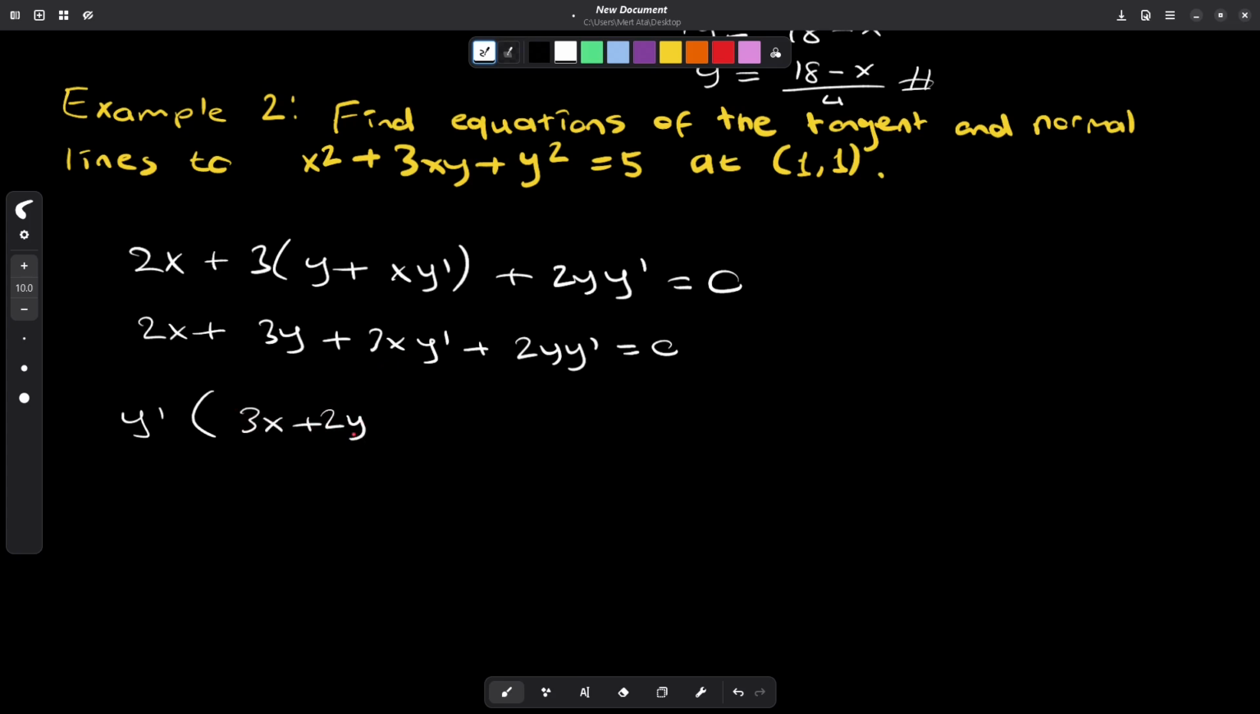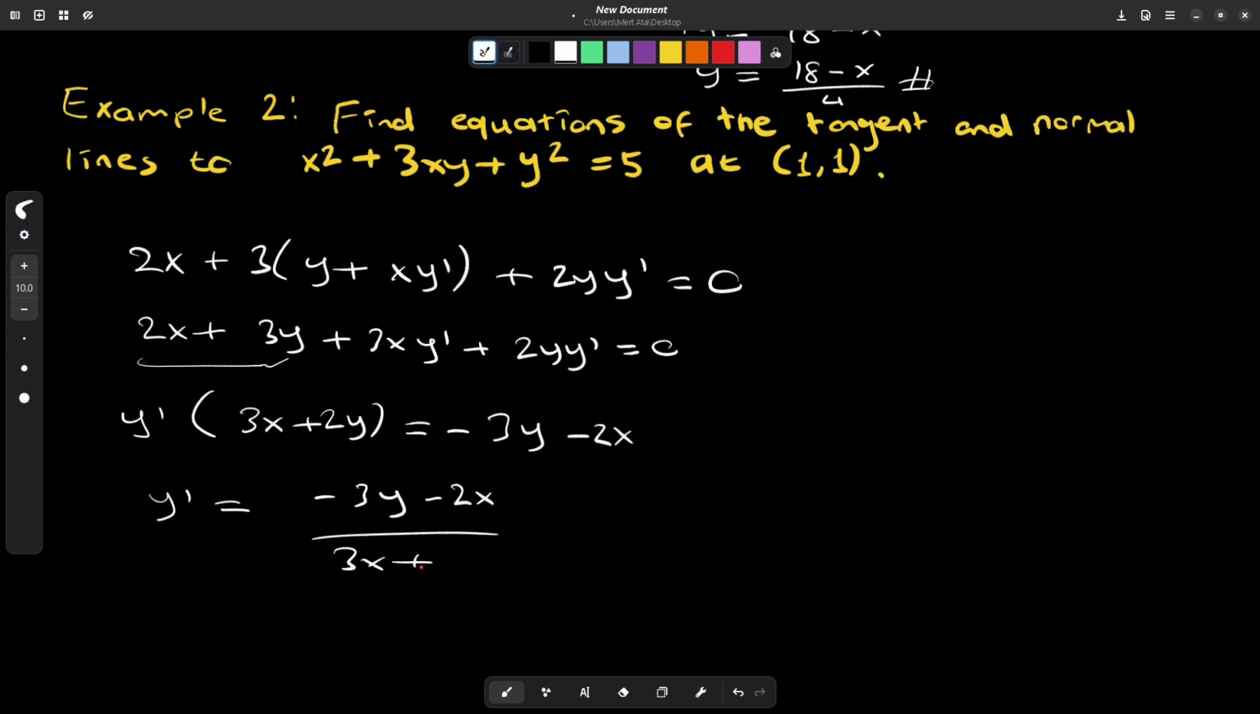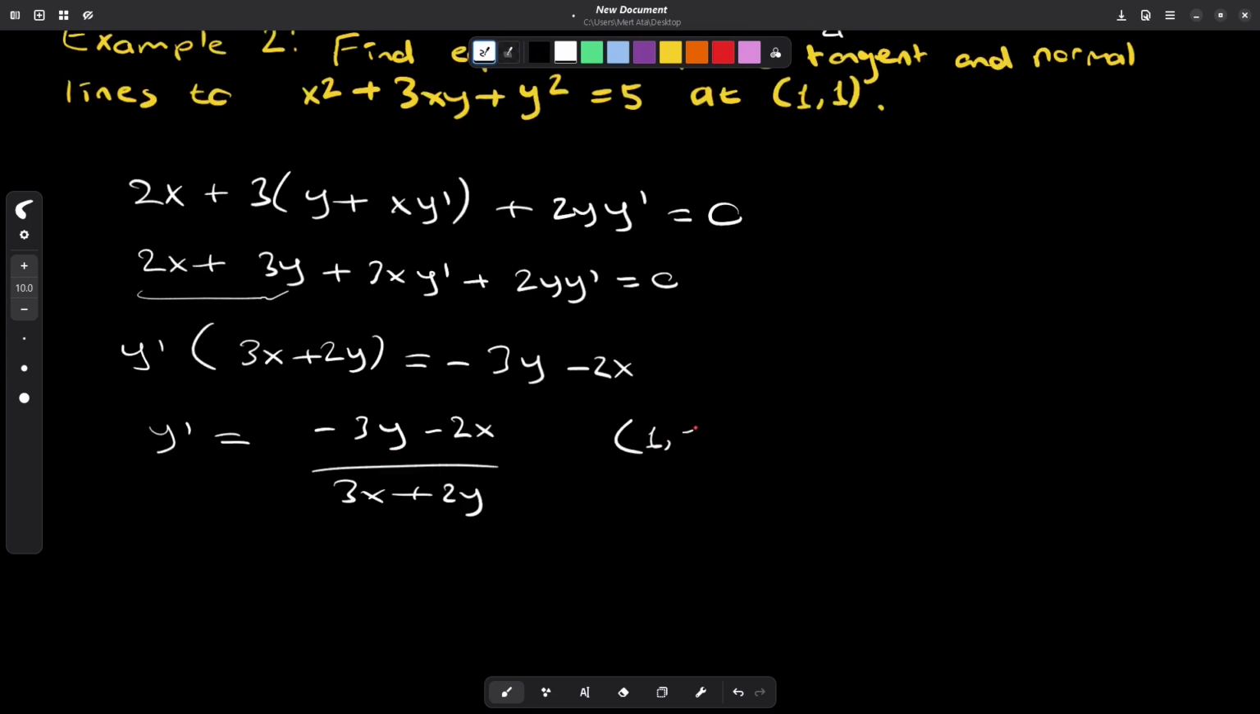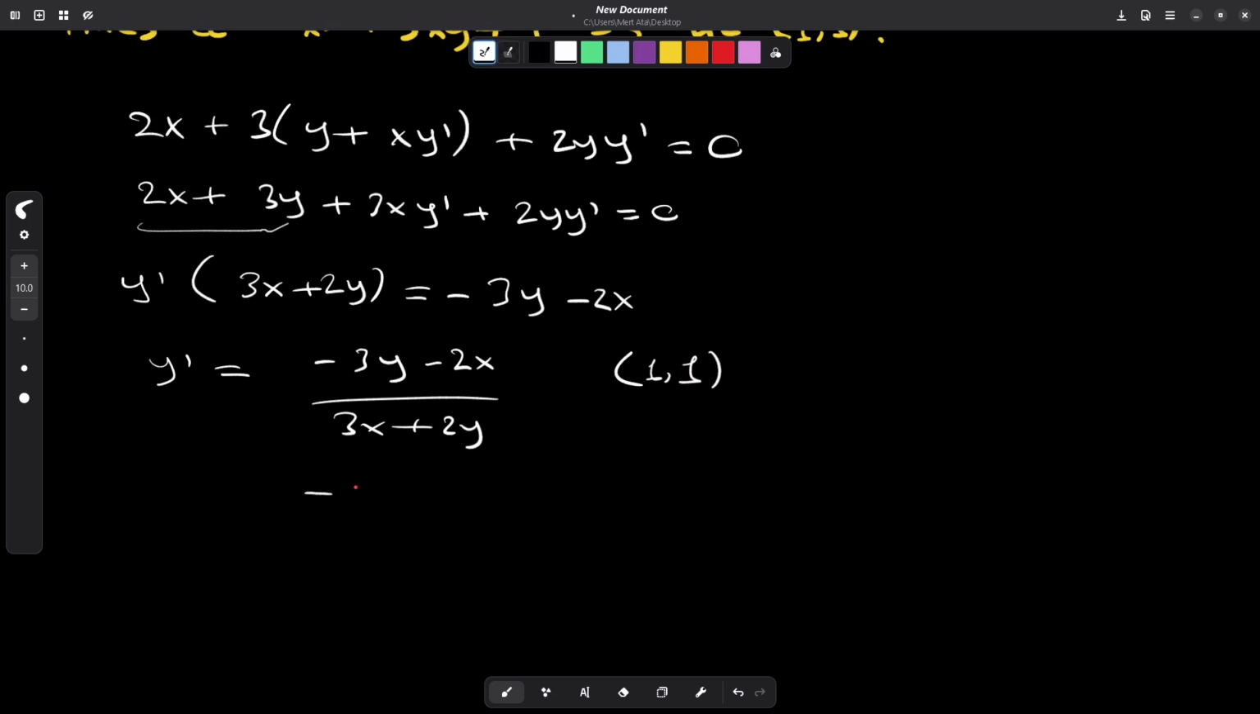3x plus 2y is equal to, if I send these terms to the right hand, minus 3y minus 2x. So y derivative is equal to minus 3y minus 2x over 3x plus 2y. The point is (1, 1). Let's plug the (1, 1) in. Negative 3 minus 2 over 3 plus 2. From here, my slope, m tangent, is equal to negative 1.